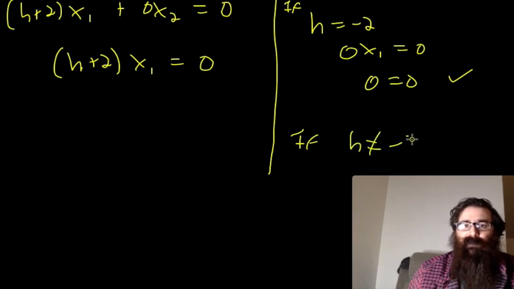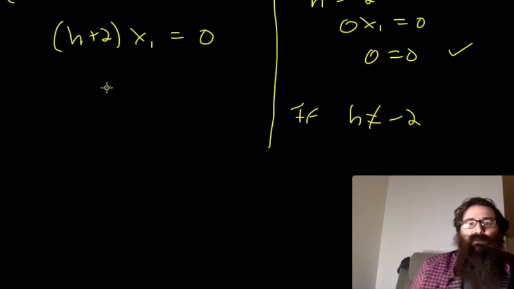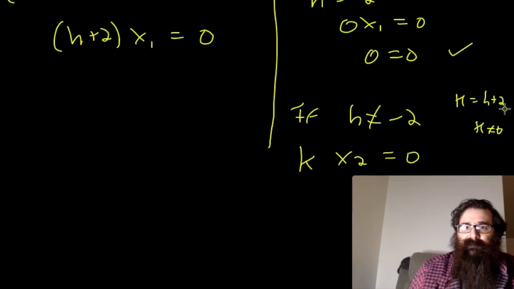So if h does not equal negative 2, then whatever I have here is going to be some non-zero value, something positive, something negative, some constant. I don't really know what that is, but let me just call it k, for example. I get k times x2 equals 0. K is not equal to 0. So here I'm letting k be equal to h plus 2. Since h is not negative 2, then k is not 0. And then I would just divide and solve.